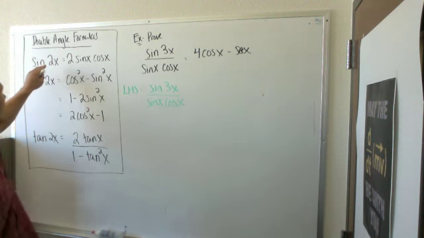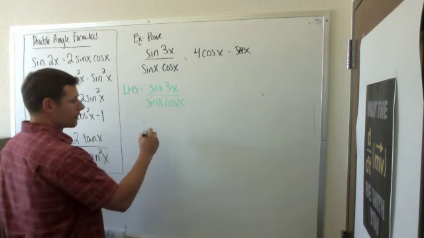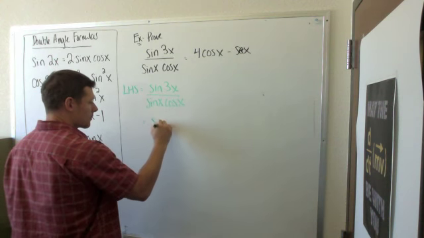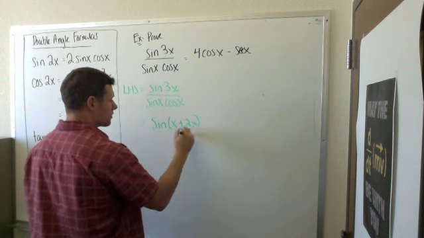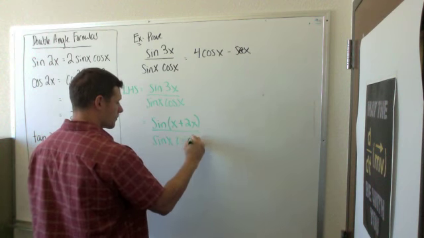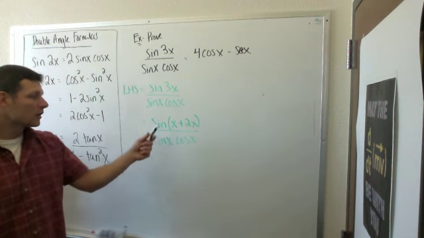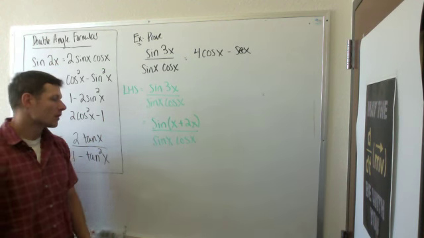Now we don't have a triple angle formula. We do have a double angle formula. So we can note that sine of 3x is the same thing as sine of x plus 2x, right? So now we can use our sine of a sum with our sum formulas.